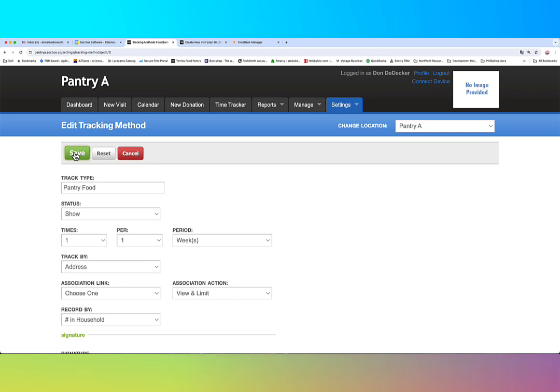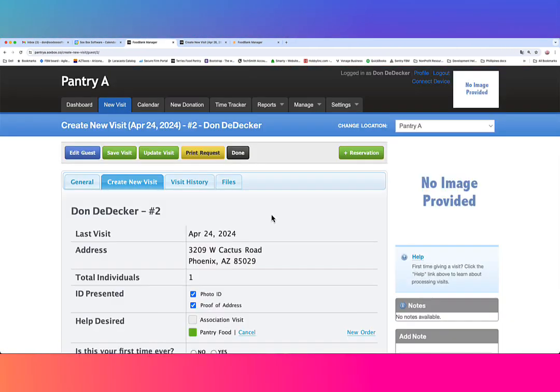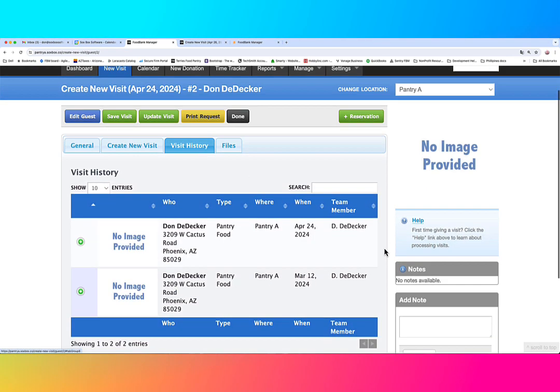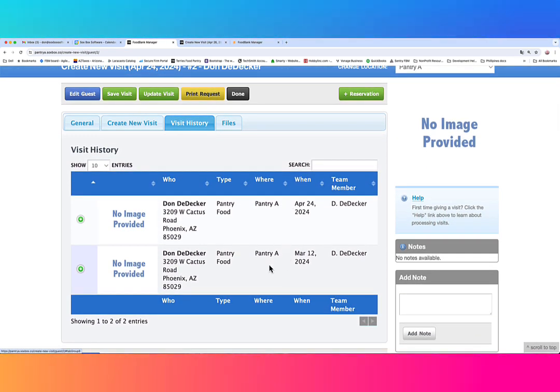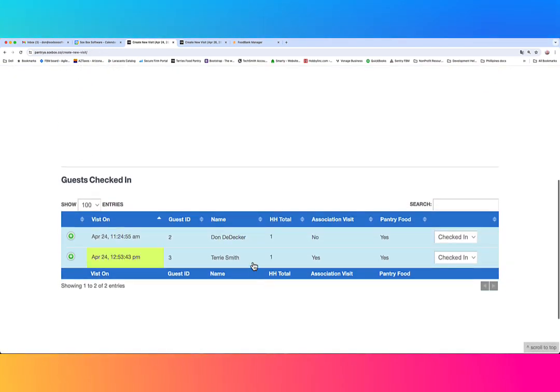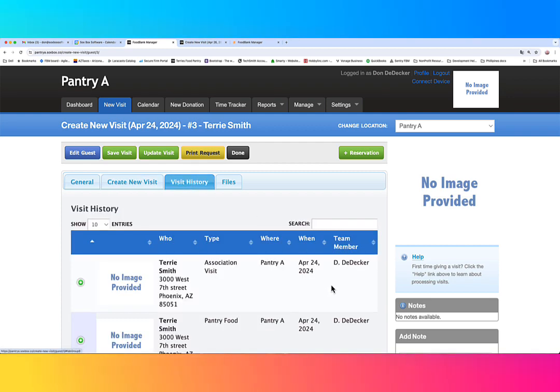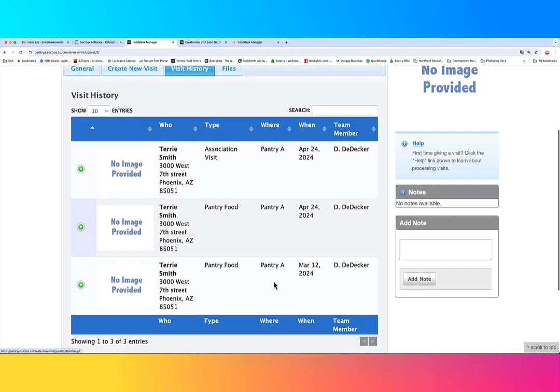Once I do that and hit save, and I were to go back and look, you're going to see a lot different world now. I'm only going to see Pantry A visits. I'm not going to see Don's Pantry. I'm not going to see Pantry B. I'm only seeing Pantry A because you disabled the association link. That's all we're doing, right? So if I were to go here and say done, and let's look at Terry, because Terry is at both locations too, right? I just gave Terry a visit today. But now when I go and look, it's all Pantry A. There's no Pantry B or Don's Pantry being recorded.